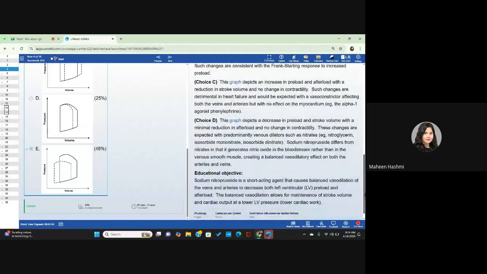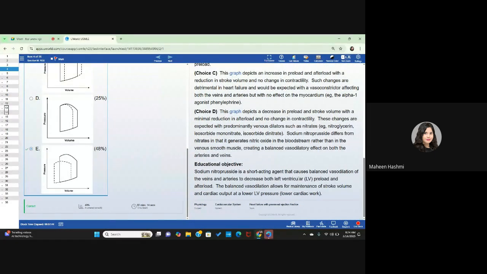All right, and if you go through this, they're talking about the same thing, that it's going to cause vasodilation, and as a result, both the preload and the afterload will decrease, and the balanced vasodilation will allow for the maintenance of stroke volume and cardiac output at a lower left ventricle pressure. So basically what they did was lower the cardiac work.